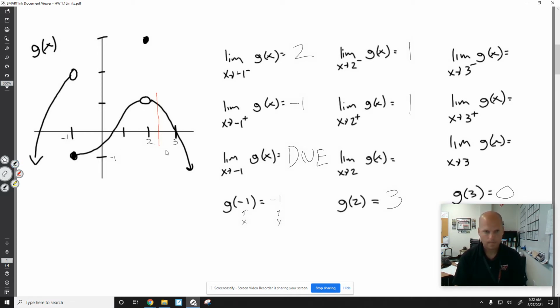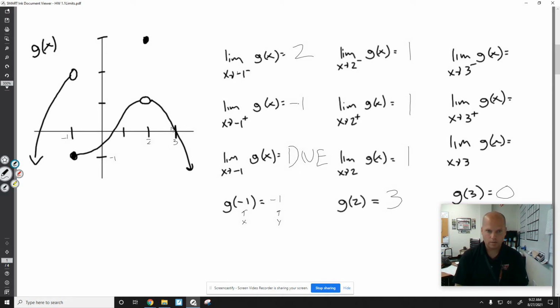Now, the limit in general, I don't care about this open circle. I don't care about this closed circle. I just care about what I see here with my left and my right hand limits. The left hand limit is 1. The right hand limit is 1. That means this limit is 1. But there's an open circle. Who cares? Doesn't matter. It's just to the left and to the right of 2. My y coordinates are getting close to 1. Done.